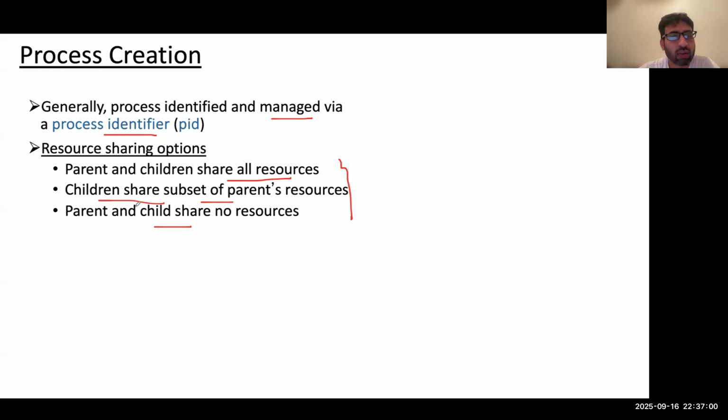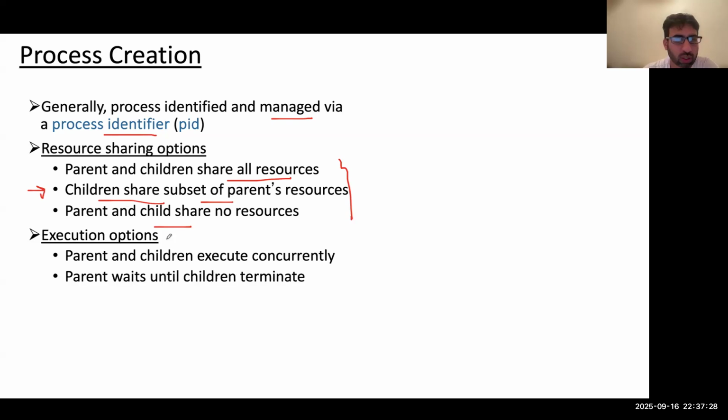On the other hand, if we say that parent and children share all the resources, then it means that the parent and all its children are competing for the same set of resources, although we are not putting more pressure on the operating system to set aside resources for newly created child processes. So this third approach is kind of a middle ground where we say that okay, children can share a subset of parent resources, and the other resources which they need can be assigned by the operating system.